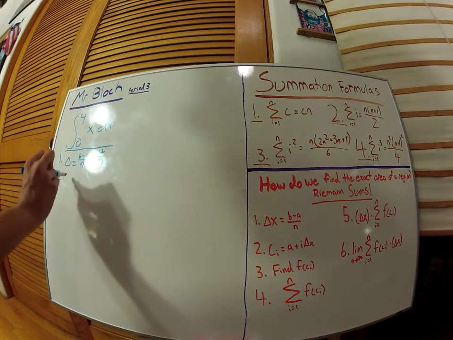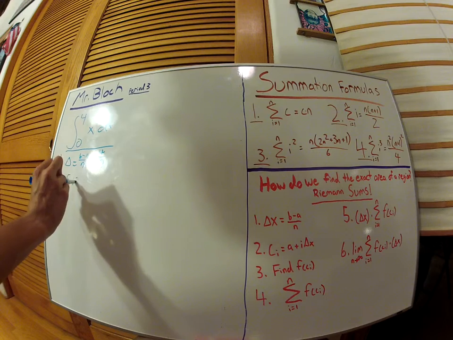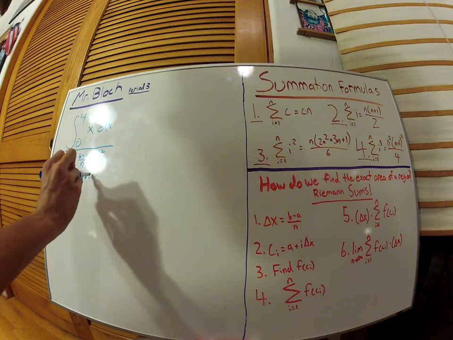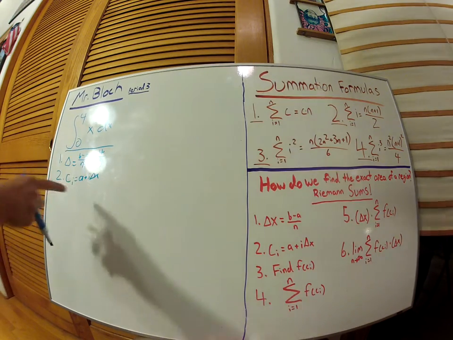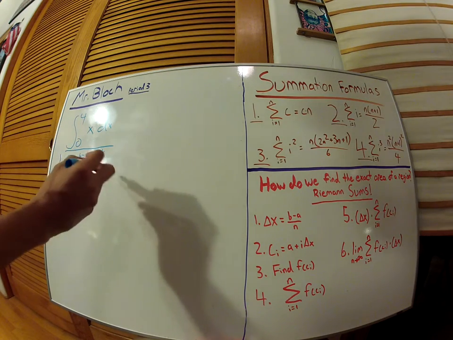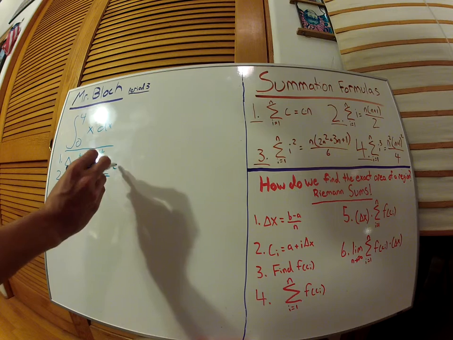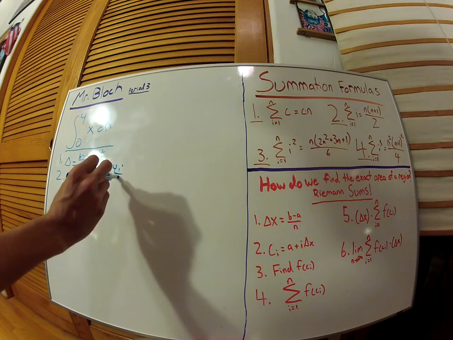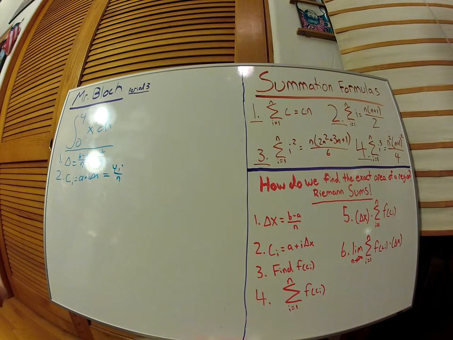For step 2, we're trying to find c_i. c_i is equal to a plus i times the change in x. Since a is 0, we can just multiply i times our change in x, which we found in step number 1, which is 4i over n. Now, for step 3, we want to plug in c_i into the function. So the function is x cubed.